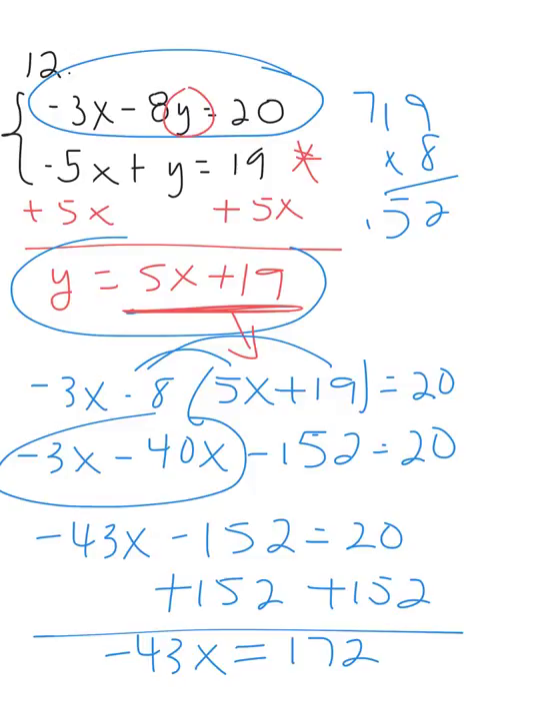172. And then you're going to divide by negative 43. And we will have x equaling negative 4. So then we can go to the next page.